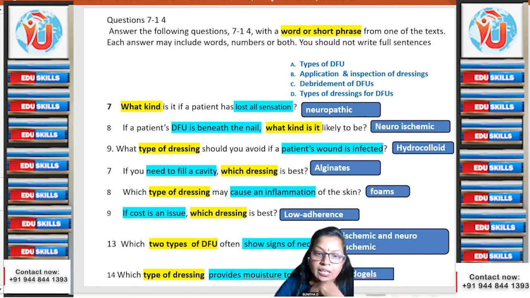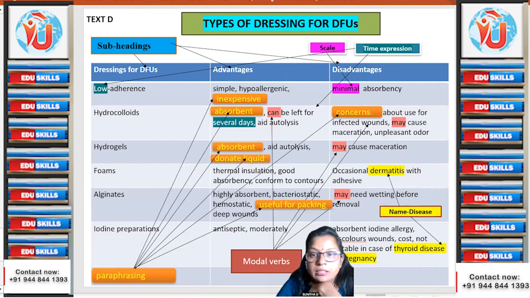Okay, then 14th question: type of dressings that provide moisture to a wound. So again, we have to go to text D. Where is it mentioned? Hydrogel. See how they paraphrase that word? Hydrogel: donate liquid. If you can identify this paraphrasing, it's easy to understand. Otherwise, we have to search all the text to find the answer. Clear? Yes.